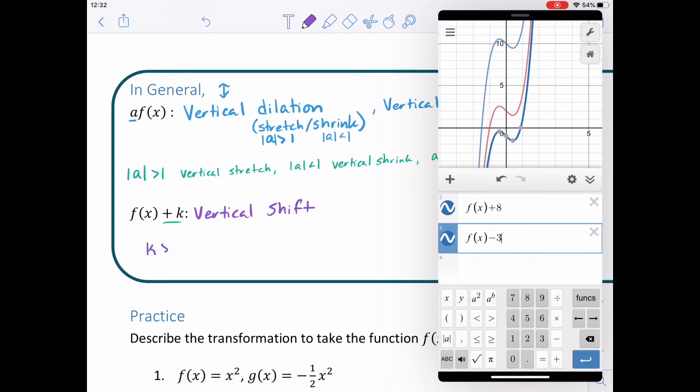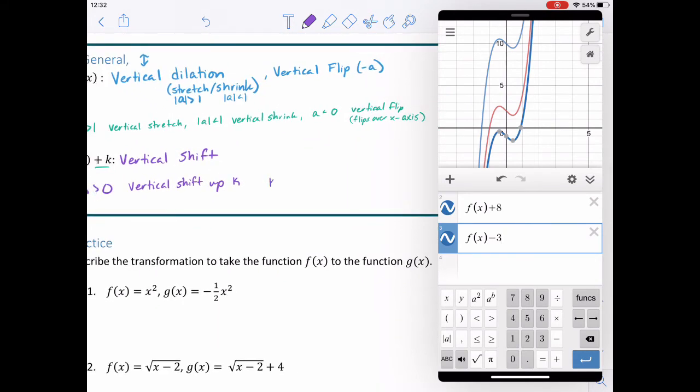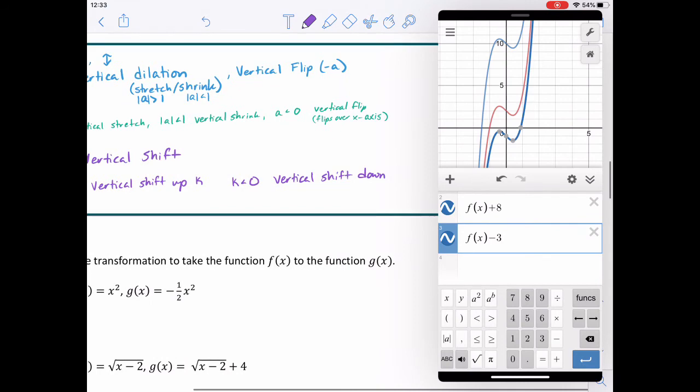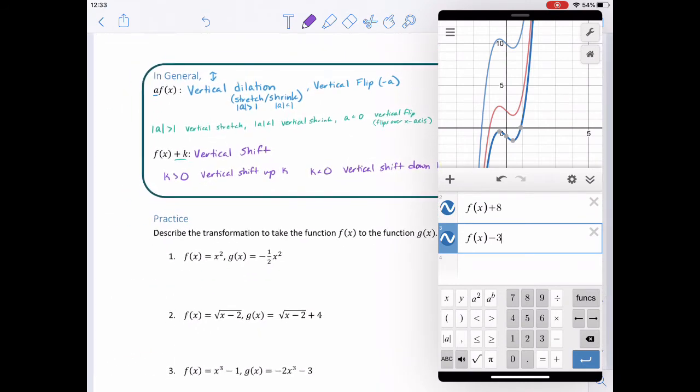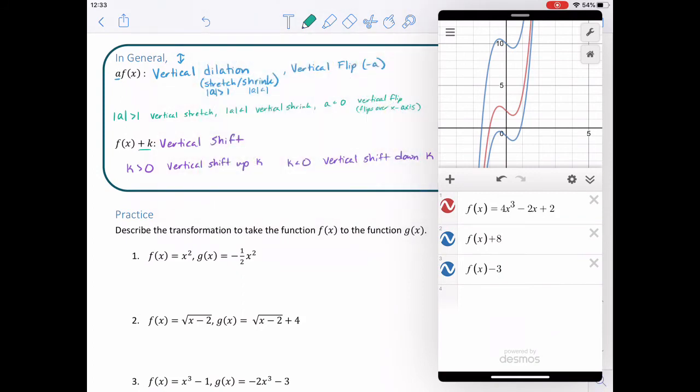If our k is positive or greater than 0, then it's a vertical shift up. And we just move exactly k units. And so if k is negative or less than 0, then it's a vertical shift down. And again, we just go down k units. And so sometimes when we're talking about stretch, just go back really quickly, we might say by a factor of blank. Okay?